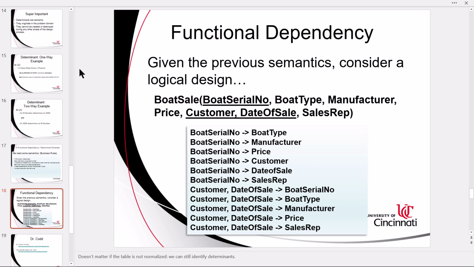Based on the previous semantics, we can create a logical design. This would be a relation. So I'm careful not to say table, and I do once in a while accidentally, but I'm careful not to. We have underlined attributes. The syntax here is that if it's underlined, it's a candidate key. Boat serial number is underlined, and that means the boat serial number is a candidate key in this relation. And then another candidate key is customer and date of sale together, so that's a composite candidate key. This relation has 2 candidate keys.